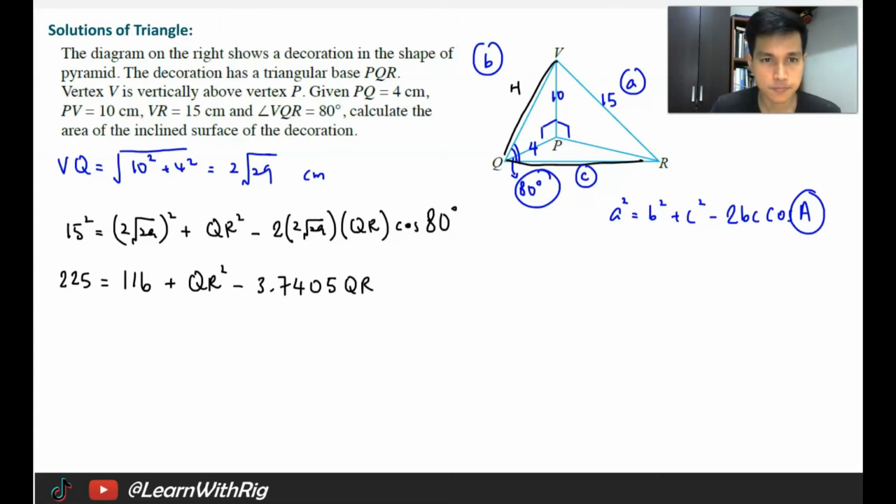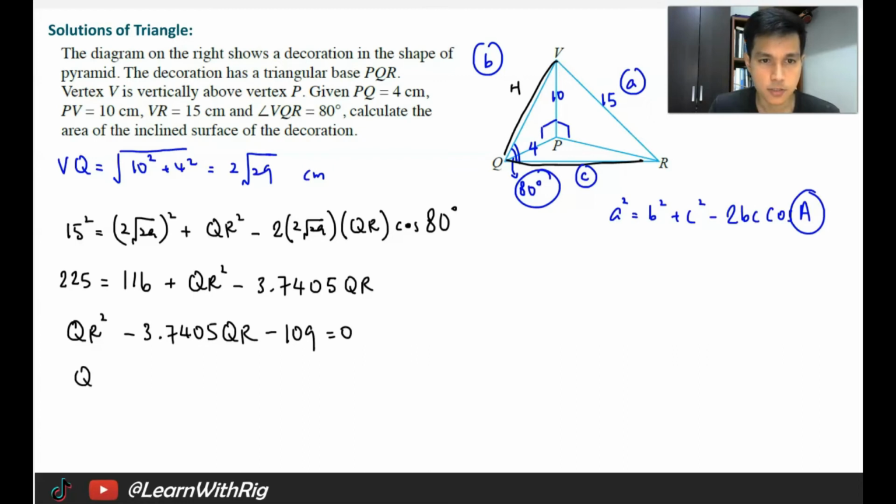Okay, and then now you can simplify this, you can rearrange, so you get QR square minus 3.7405 QR minus 109 equals to 0. So now this is a quadratic equation, right? You got the QR square and then the QR and then a constant. Okay, so it's a quadratic equation, so you can get two answers.